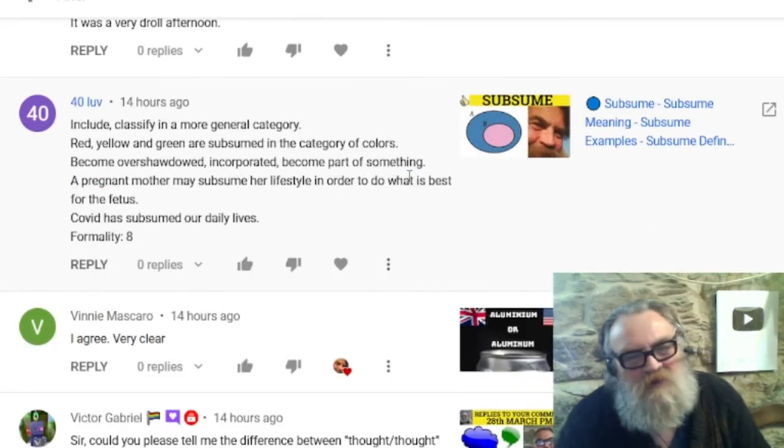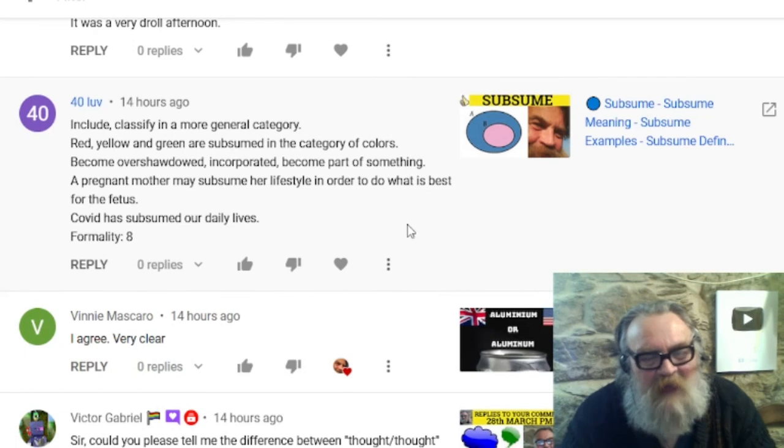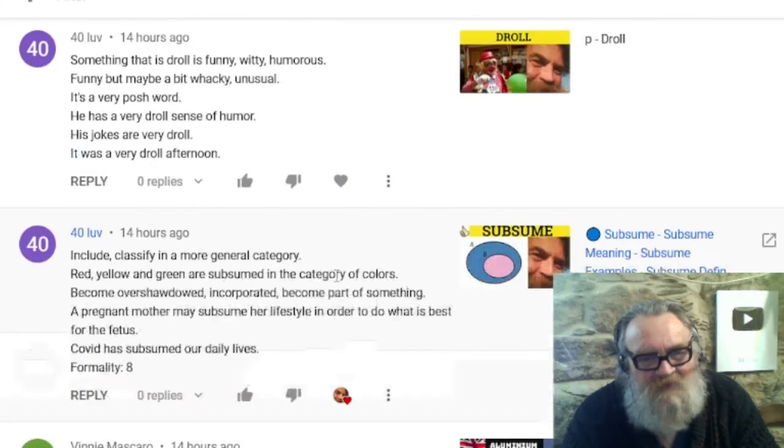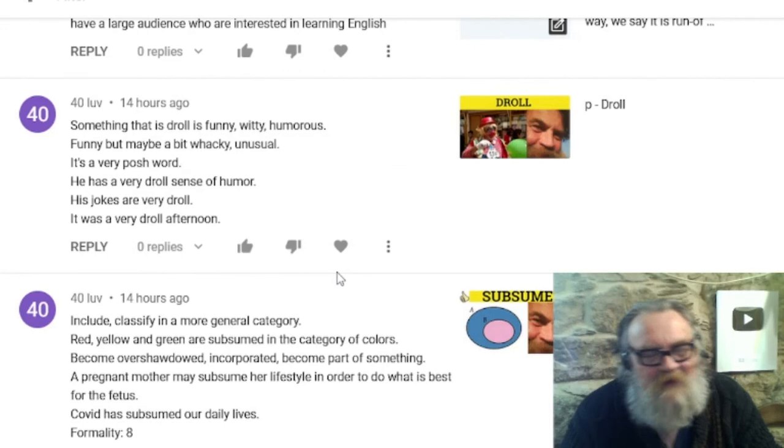Subsume: include, classify in a more general category. Red, yellow and green are subsumed in the category of colours. Become overshadowed, incorporated, become part of something. A pregnant mother may subsume her lifestyle in order to do what is best for the fetus. COVID has subsumed our daily lives. Formality 8, very good.